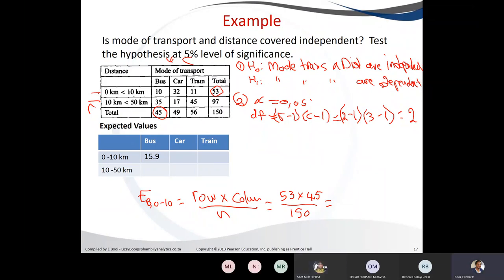So I'm going to give you 5 more minutes. Please calculate for the car, for the train, and for the 10 to 50. Let's say I want to calculate for car. Remember, car is 32 there. So my row total will be 53, multiplied by my column total of 49, divided by 150. You're always going to divide by 150. That gives us 17.3. So continue and complete the whole table. I'll give you time to complete the whole table.